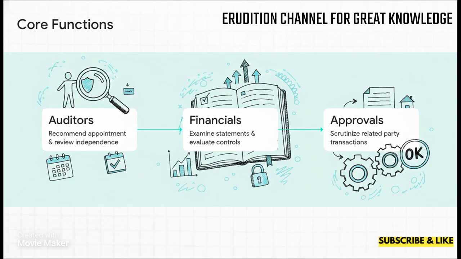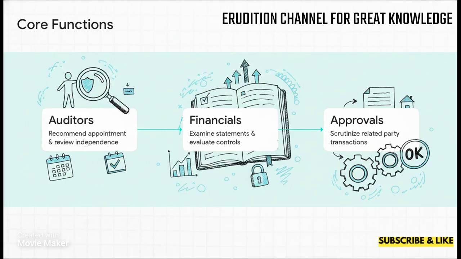First up, auditor management. They are the ones recommending the appointment and the pay of the company's auditors, and they are constantly reviewing and monitoring that the auditor is staying independent and that the audit process is actually effective. Second is financial scrutiny. They aren't just glancing at the numbers. They are deeply examining the financial statements, the auditor's report, and evaluating the company's internal financial controls and risk management systems. And finally, corporate approvals.